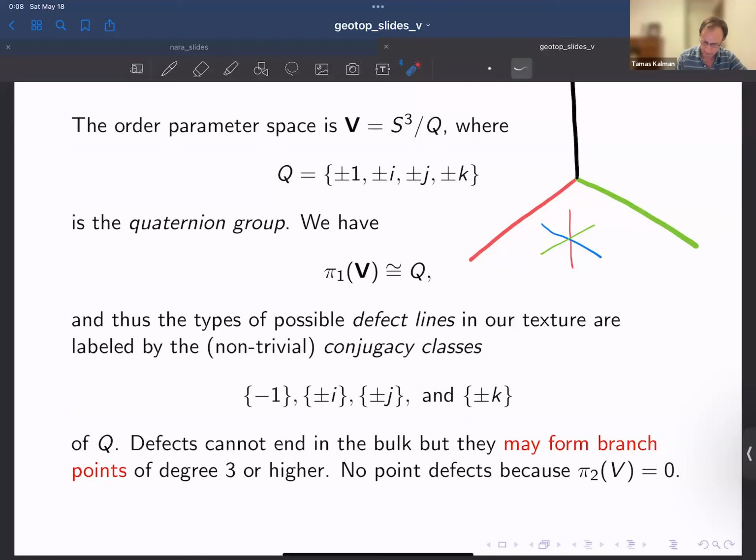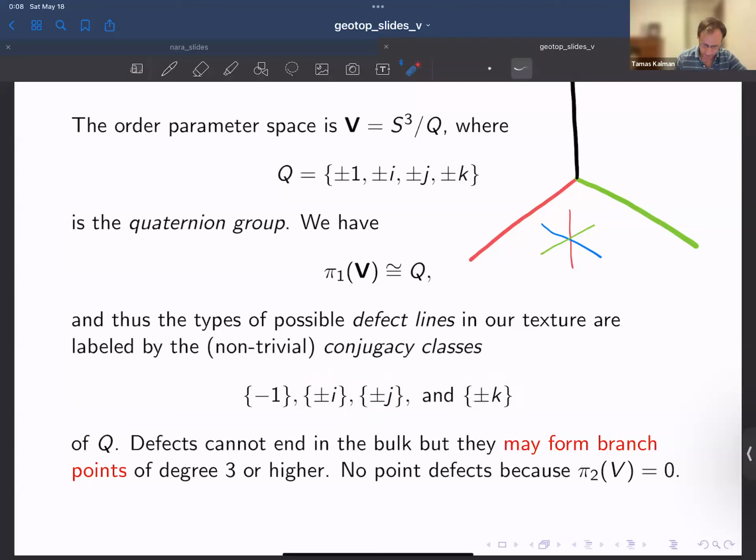So the types of defects will correspond to the conjugacy classes within that group. Now, in the case of the quaternion group, that's very simple. Well, the unit element, of course, forms a conjugacy class. So does -1 by itself. And there are 3 more formed by just the standard units and their inverses, actually, -1 times.